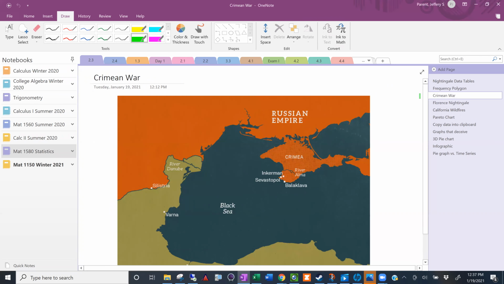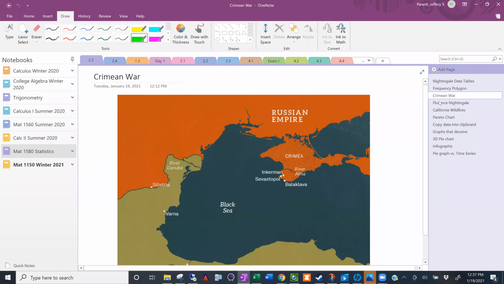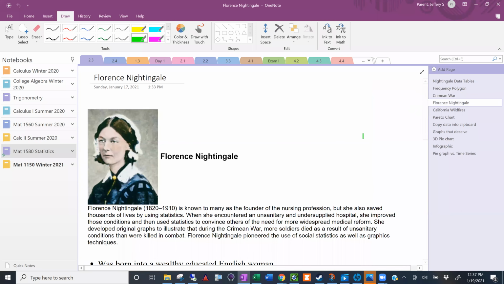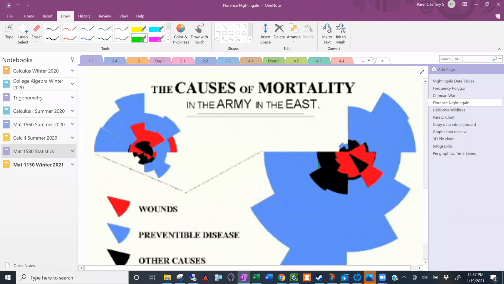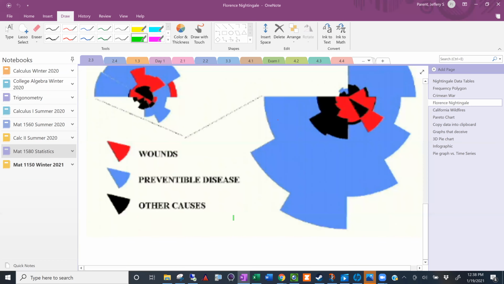But she was really, really good at keeping track of data, and she came up with this graph that I'm going to show you here. This graph literally changed the face of healthcare, not only for people in England, but for soldiers in the United States during our Civil War. I'll let you take a look at this graph. Each of these wedges represents one month during the year, and you can see three different causes of death: wounds, preventable disease, and other causes.